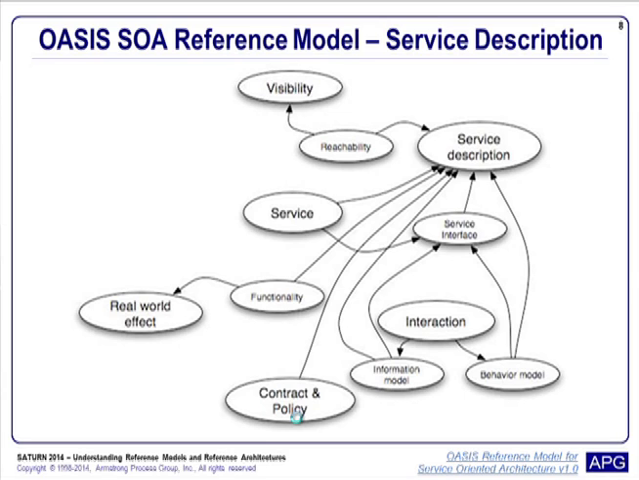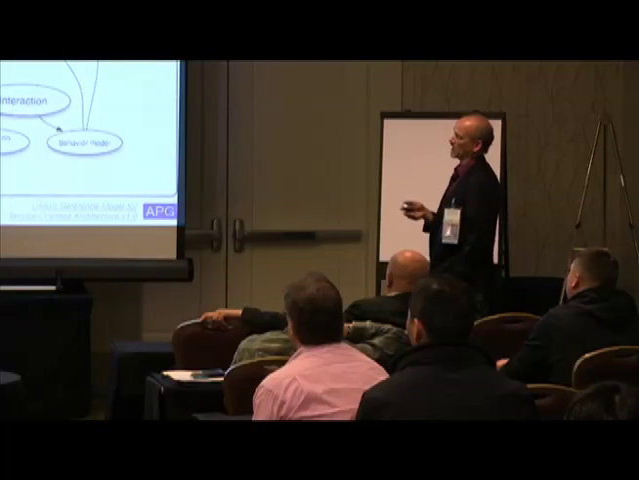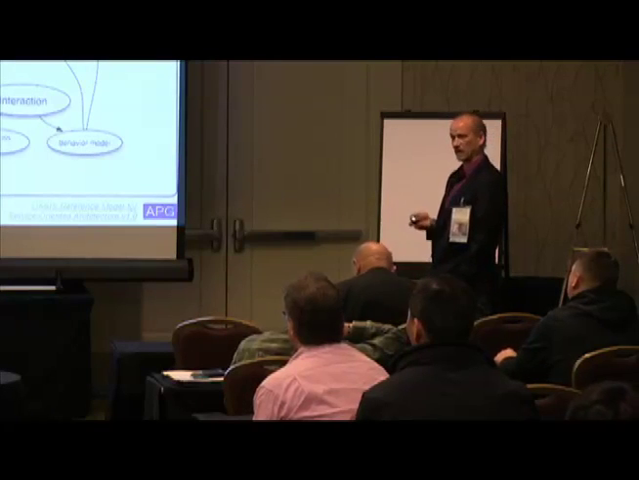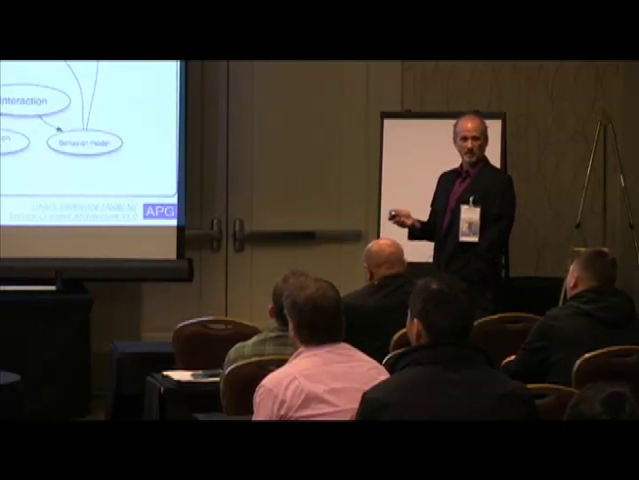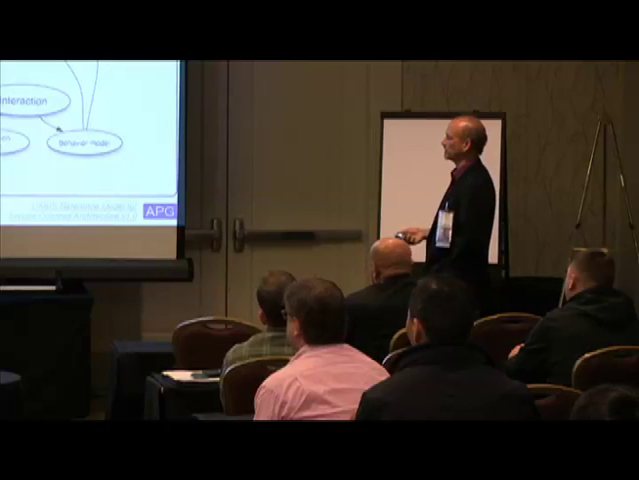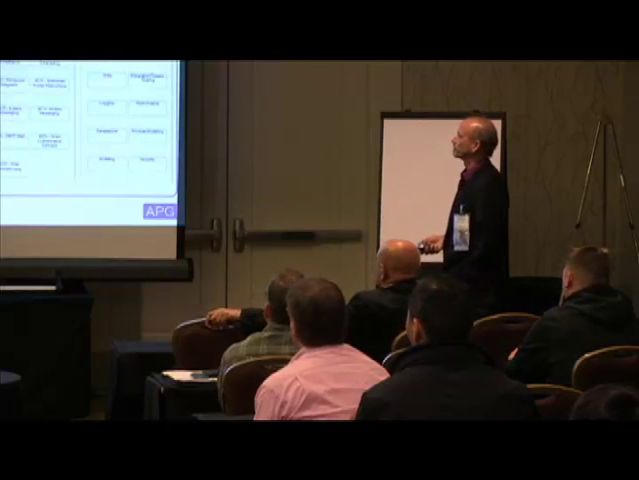There's an interface that is a part of that description. And when we come to interaction, a part of that description is its behavioral model and its information model, and a couple of other things. And what we'll take a look at in just a little bit is how this reference model is then used in the reference architecture as a basis for, again, scoping and the choices for words.